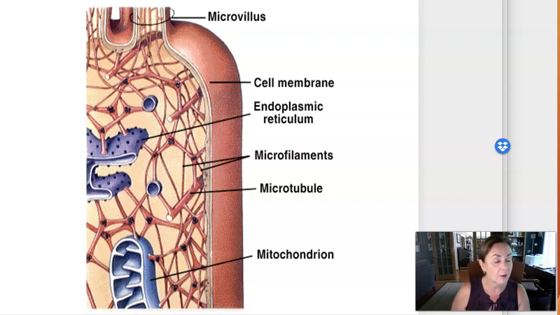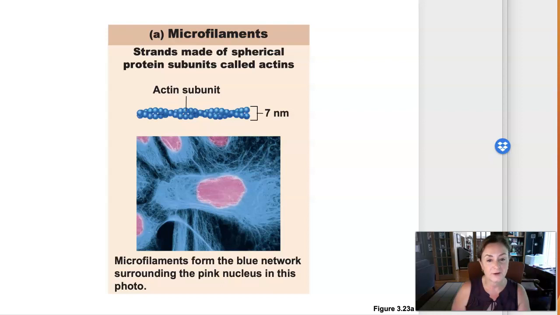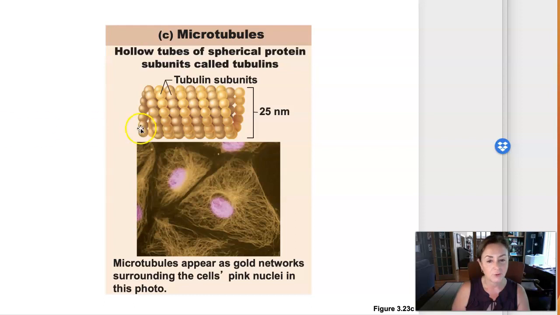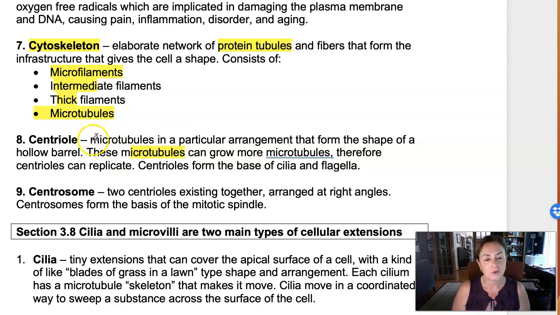And so if you take a look at our book, they do go through the different types of filaments. Okay, so microfilament, intermediate filament, thick filament we'll talk about in muscle. So these play different roles within the cell. Microtubule, we talk a lot about microtubules in the class. It's made out of a protein called tubulin. But you see how that protein, which is a spherical protein, gets assembled so that it forms kind of like a hollow straw. And so those are very prevalent too. So that's the cytoskeleton.